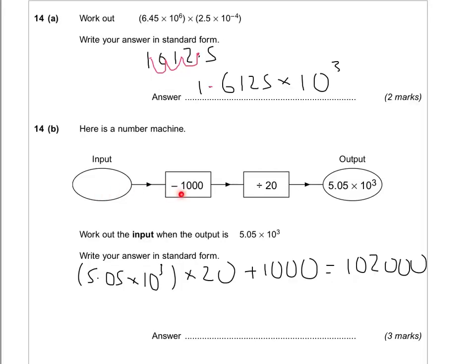Running in this direction, you take away 1,000 and divide by 20. Running in this direction, you multiply by 20 and add 1,000. This answer here is the correct number, but it's not in standard form. So again, I need to write down a number which is between 1 and 10 that represents all those digits. I'm going to go for 1.02.